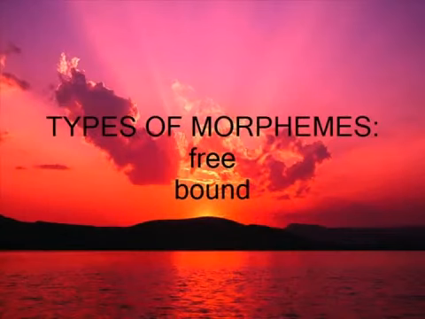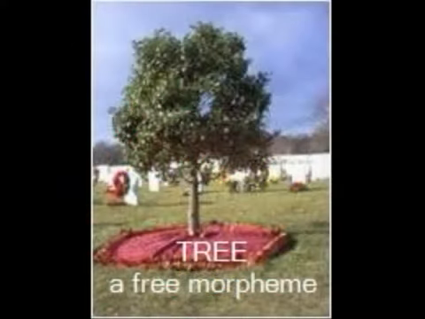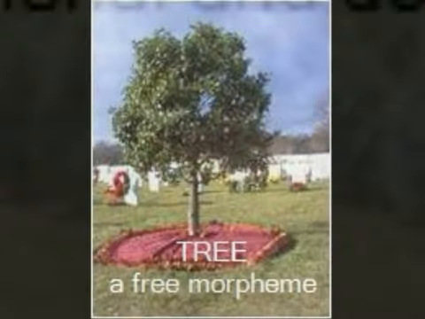There are several types of morphemes, but the two we deal with most are free and bound. Free morphemes are morphemes that can stand alone, like tree. Bound morphemes must be attached to other morphemes because they cannot be written as separate words. For example, in the word trees, s is a bound morpheme. S carries the meaning of plural, but alone has no significance.